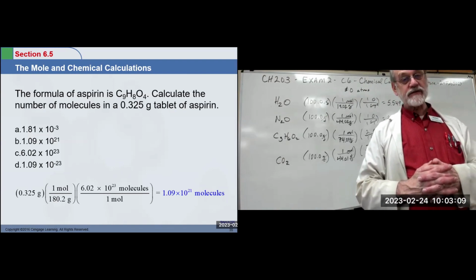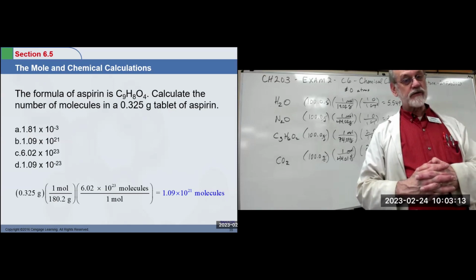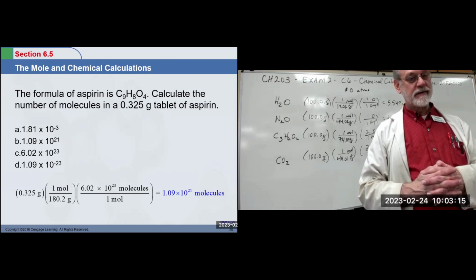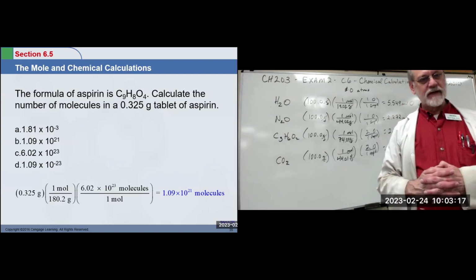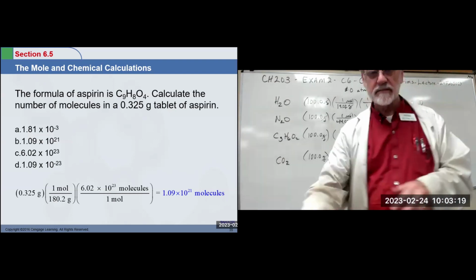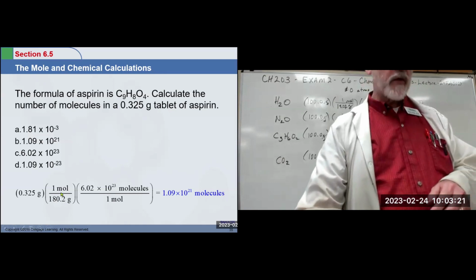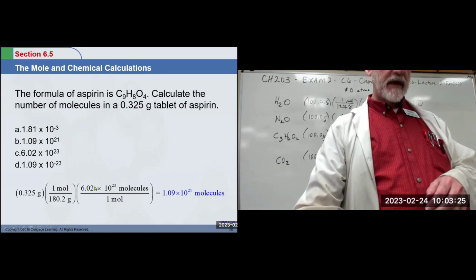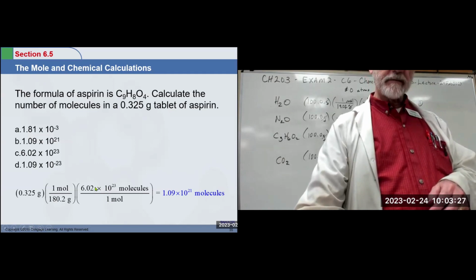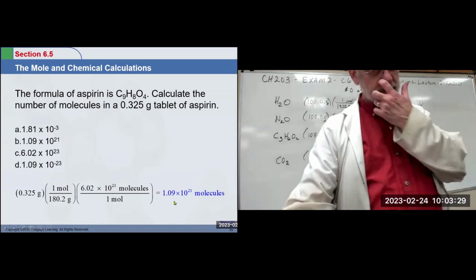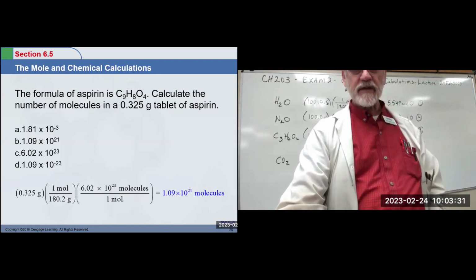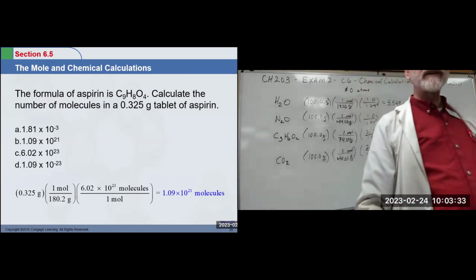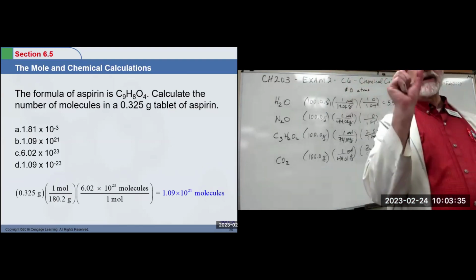And the question asks us how many molecules, so we have to use that molar mass. That cancels grams here. And once we have moles, we can convert moles to numbers of molecules. Now they chopped off a 2. I wouldn't have done that. And that gives us 1.09 times 10 to the 21st molecules in one tablet of aspirin.